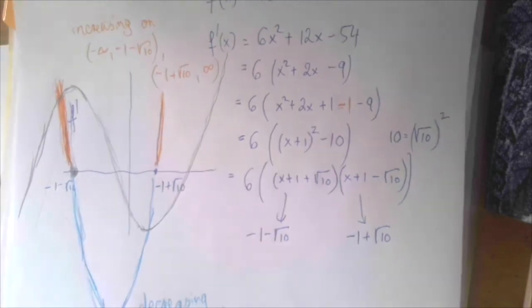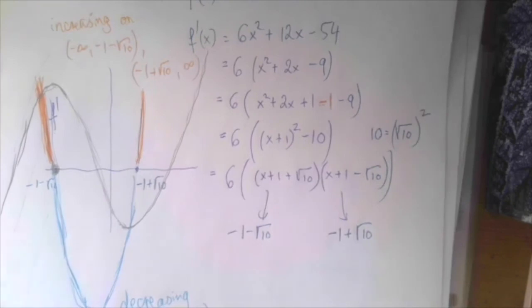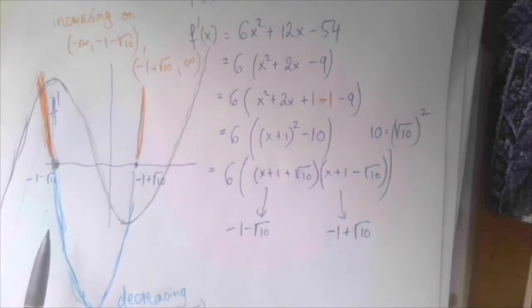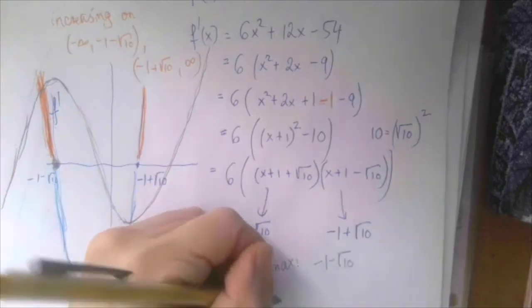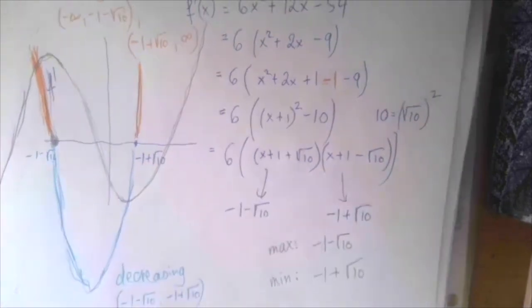Okay. So we can answer, here is where the function is increasing. Here is where the function is decreasing. And the x coordinate of the maximum is negative 1 minus square root of 10. And the x coordinate of the minimum is negative 1 plus square root of 10.